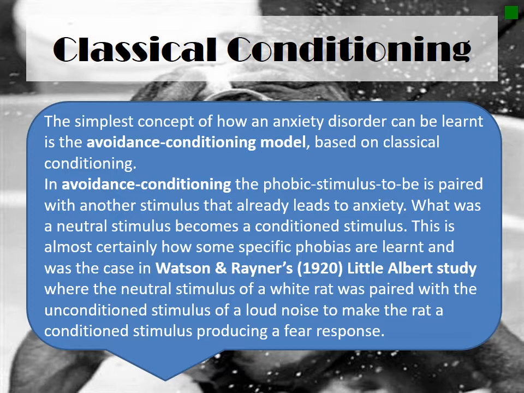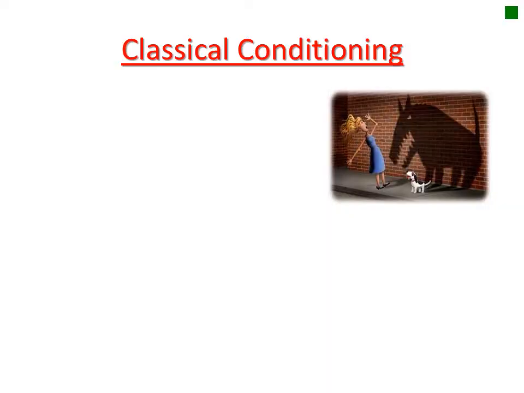Now, a really good example of this is Watson and Rayner's Little Albert study. There is a separate video on that entirely. But this idea of what was a neutral stimulus in a white rat, because he wasn't afraid of it, was paired with a loud bang, which he was afraid of. It did elicit a fear response. And over repeated conditioning and repeated pairing, it resulted in Albert transferring that fear and having a phobia of the white rat to begin with.